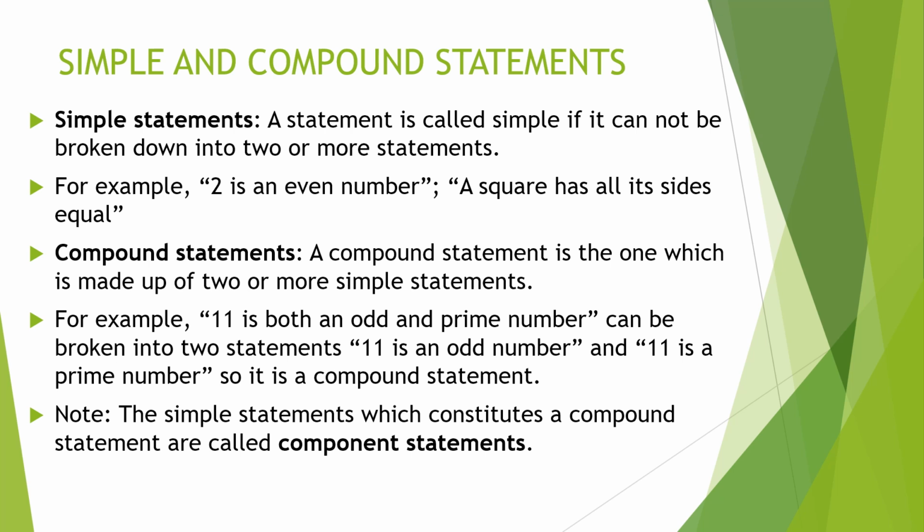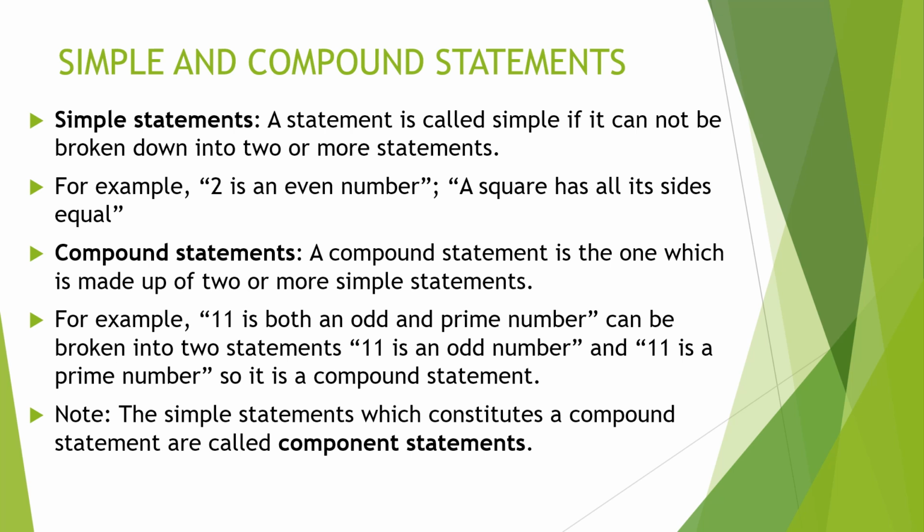Some definitions. A statement is called simple if it cannot be broken down into two or more statements. For example, 2 is an even number. A square has all its sides equal. These statements are simple statements. A compound statement is the one which is made up of two or more simple statements. For example, 11 is both an odd and prime number. This can be broken down as 11 is an odd number, 11 is a prime number. So, it is a compound statement.